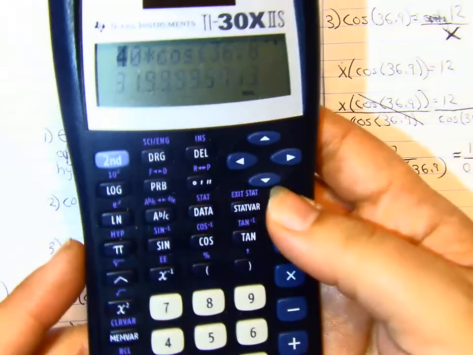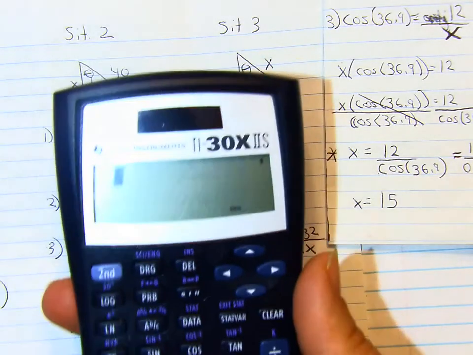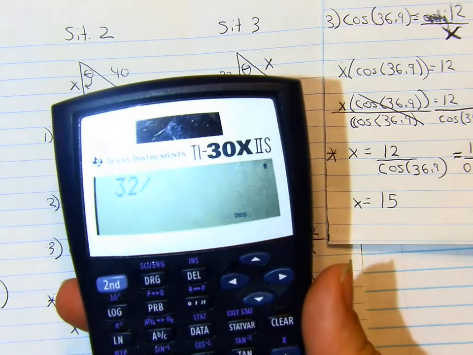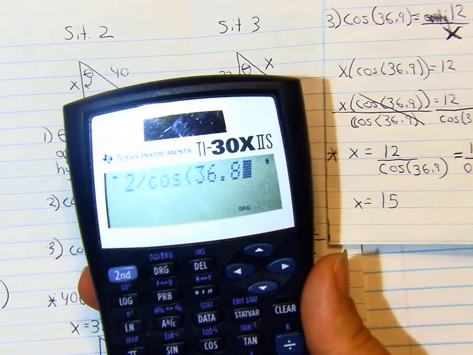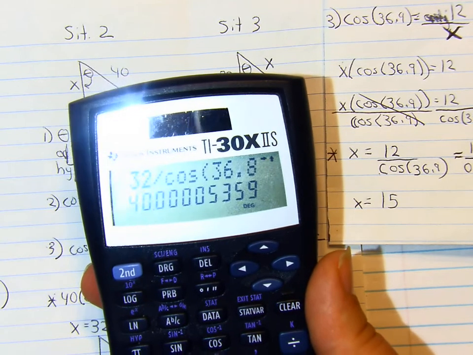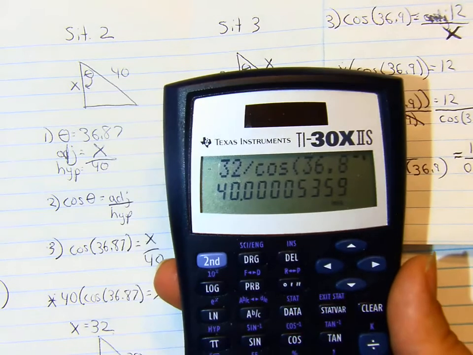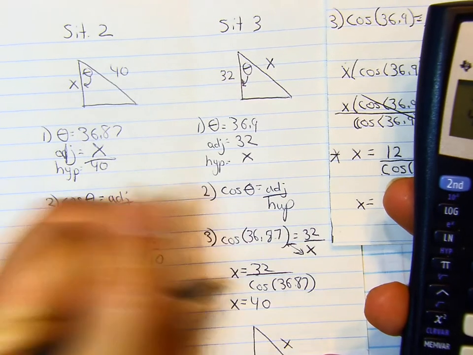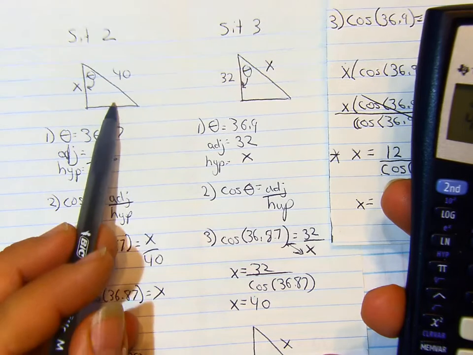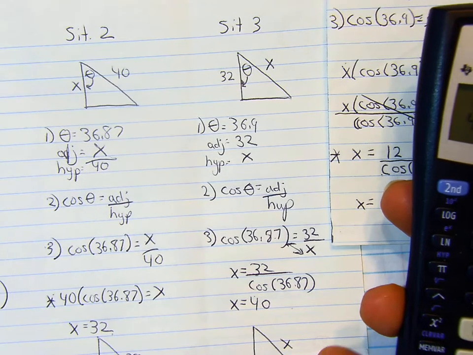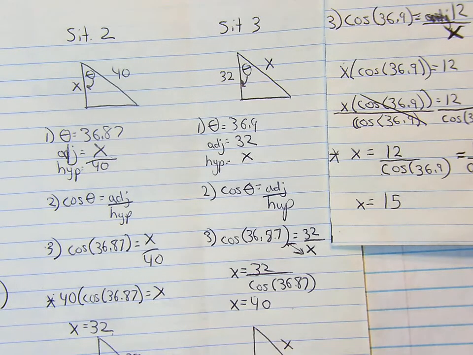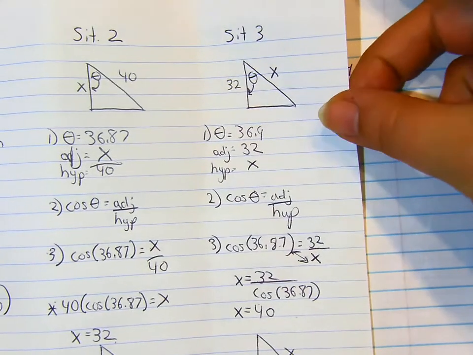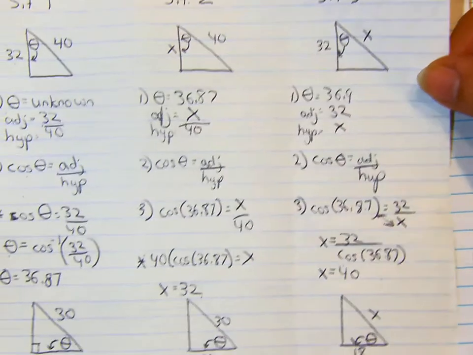Go to my calculator. 32 divided by cosine 36.87, and I get 40. And that checks out with the side that we wanted. So I did my math right. So hopefully that's what you got. So let's go ahead and look at the next set.